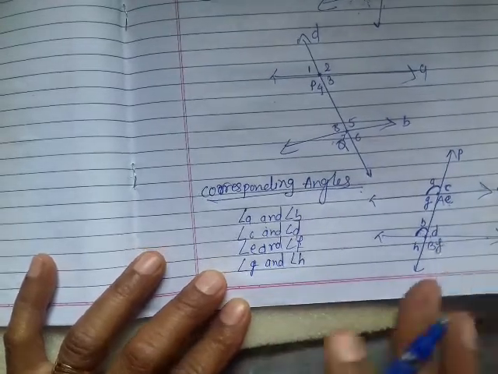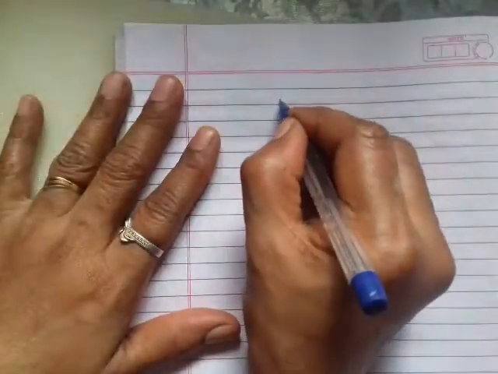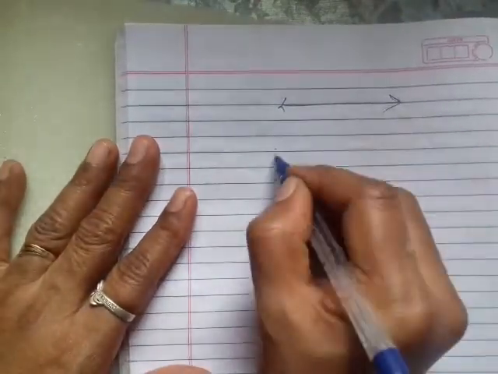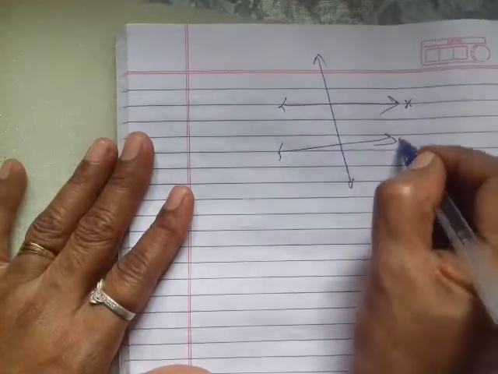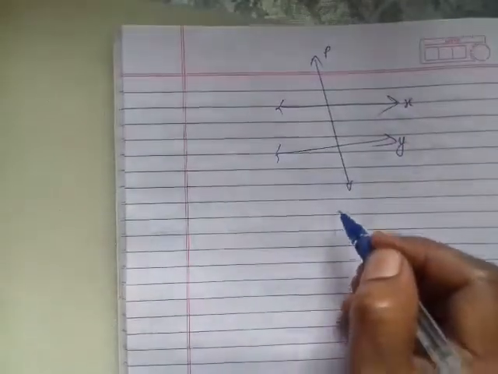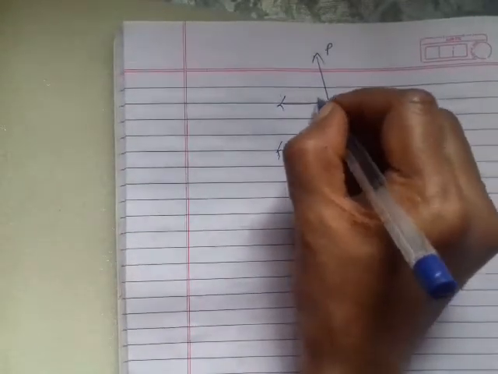These are the pairs of corresponding angles. One more, we will see an example of corresponding angles with a different labeling. I will show. Suppose this is my two lines and this is my transversal. Suppose again XY, and I am taking a point P.